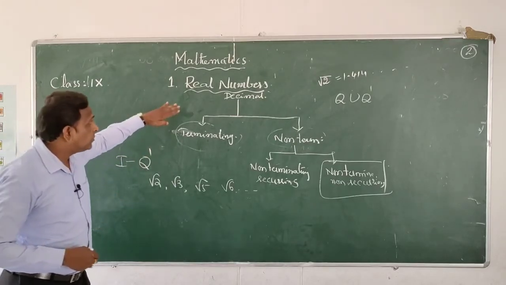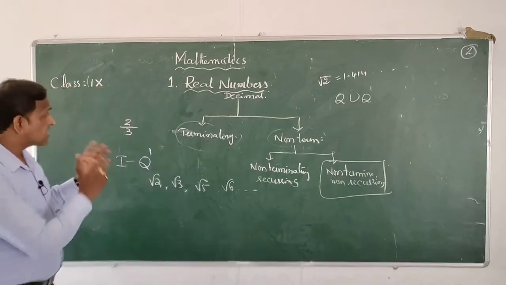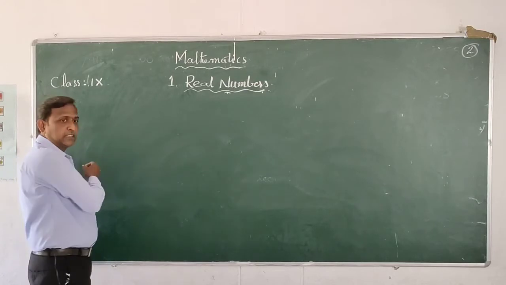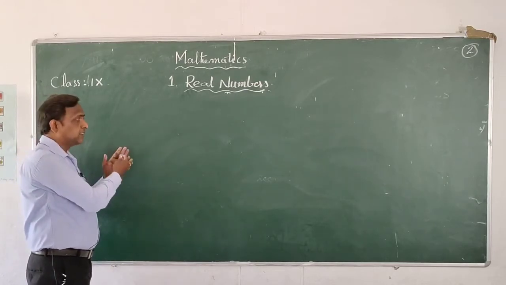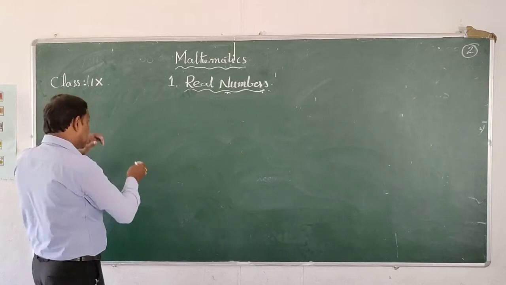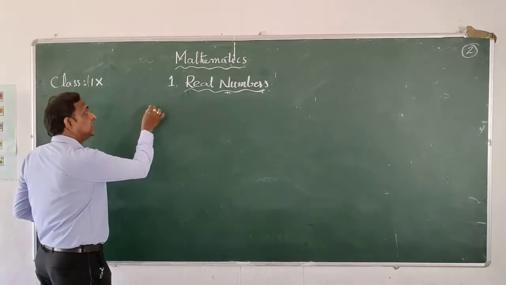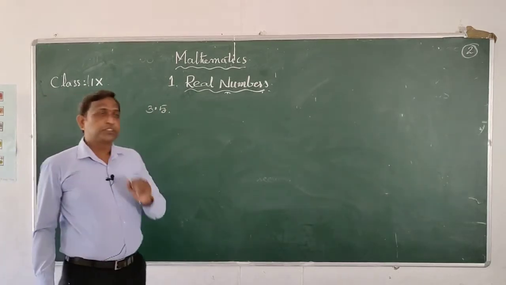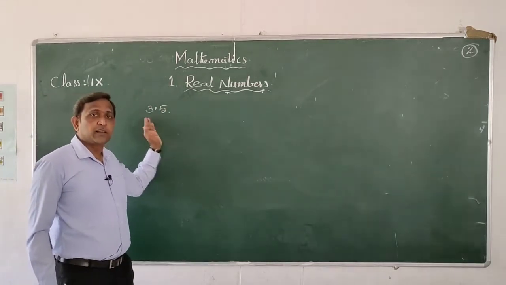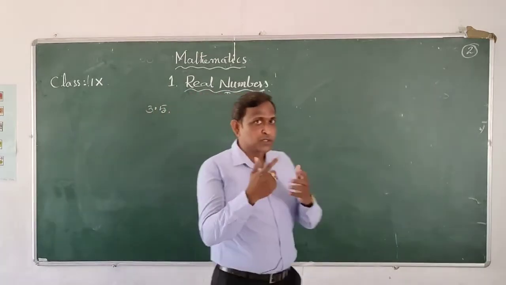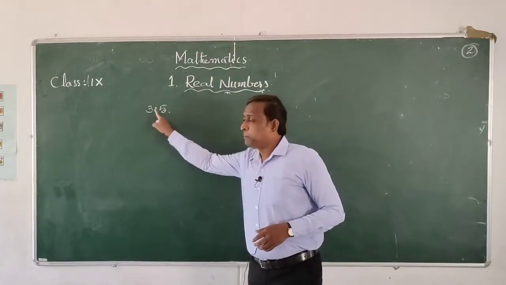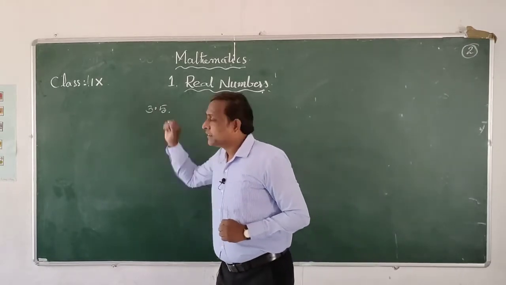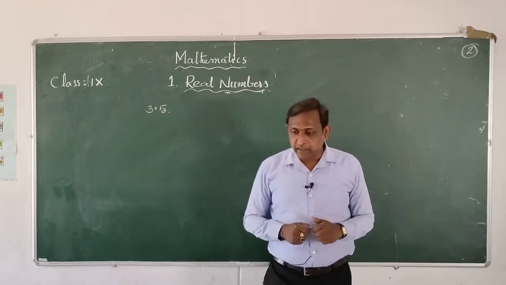Now, children, we have discussed real numbers, that means rational numbers and irrational numbers. Let me ask you one question: 3.5, is this a rational number or an irrational number? Just think and tell me the answer. Is 3.5 rational? Of course, you got the correct answer. 3.5 is definitely a rational number.